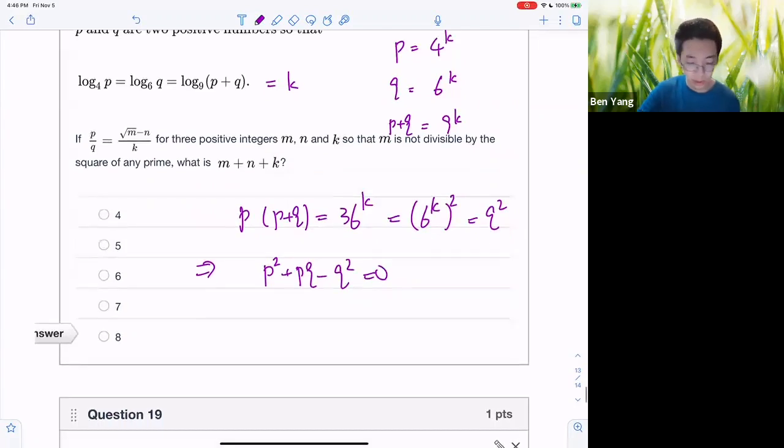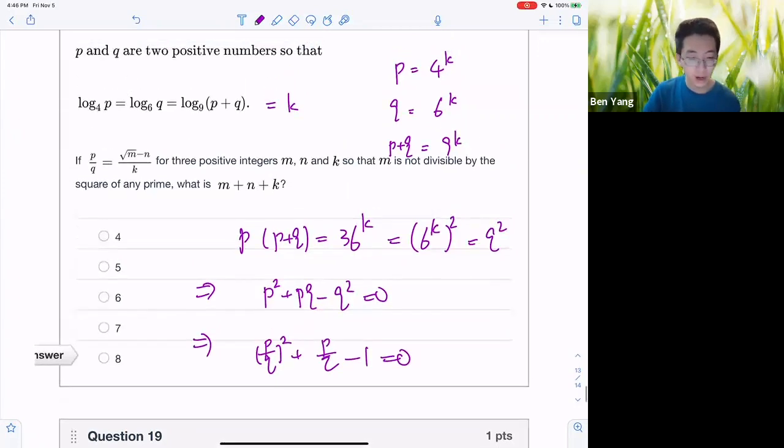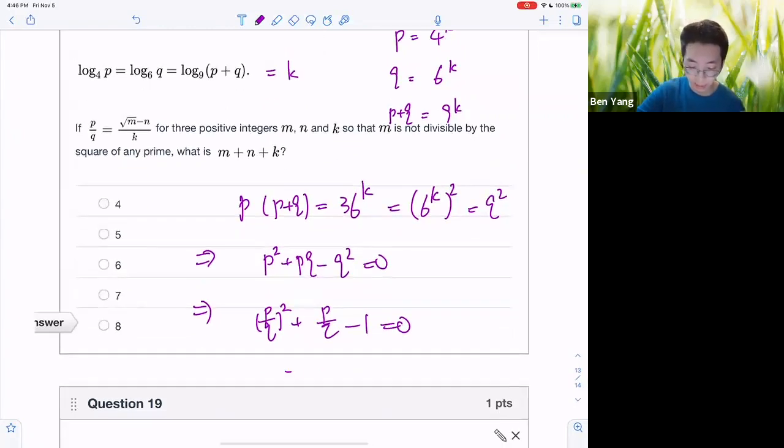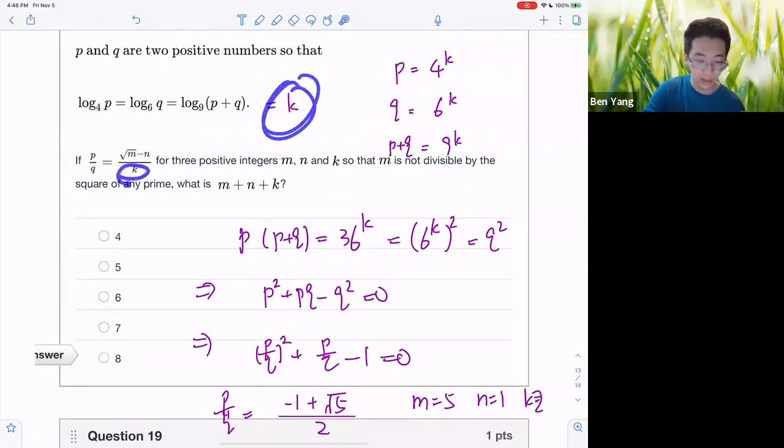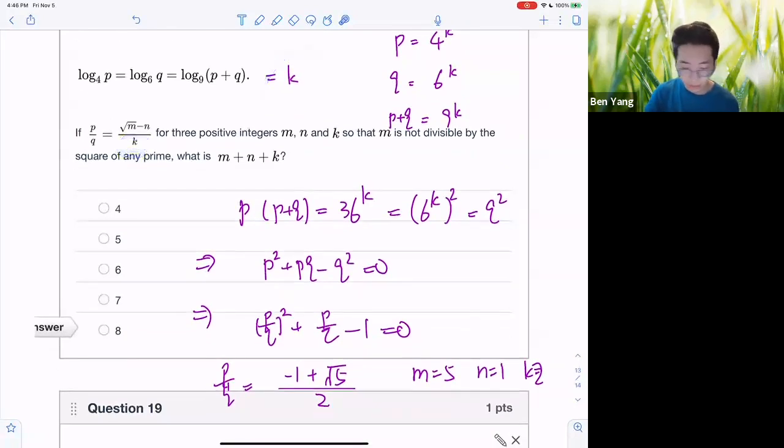So we have P squared plus PQ minus Q squared is equal to 0. We're looking for P over Q, so let's divide everything by Q squared. P and Q are positive numbers, so P over Q should be positive. So P over Q is (minus 1 plus root 5) divided by 2. There's a negative solution, but we don't want that. Okay, so we have M is 5, N is 1, K is, ooh, that's a different K. Bad notation. That K is totally different from the K here. Anyway, so the sum is 8.